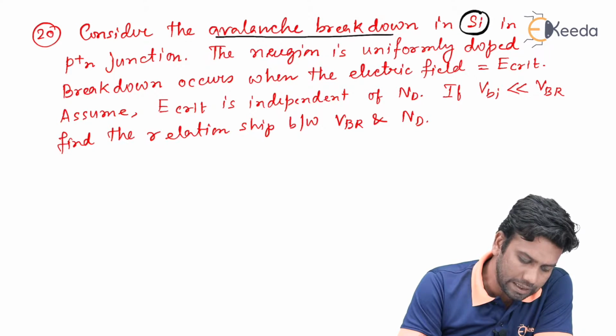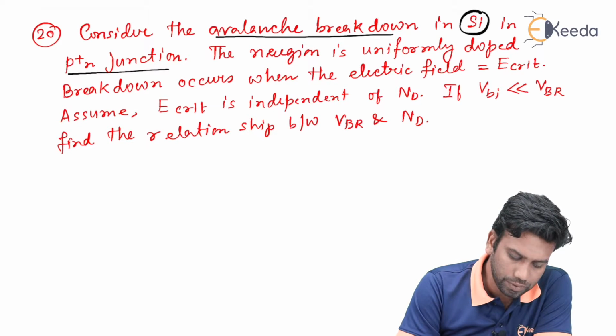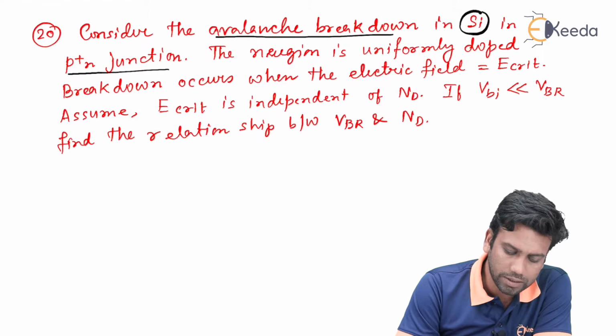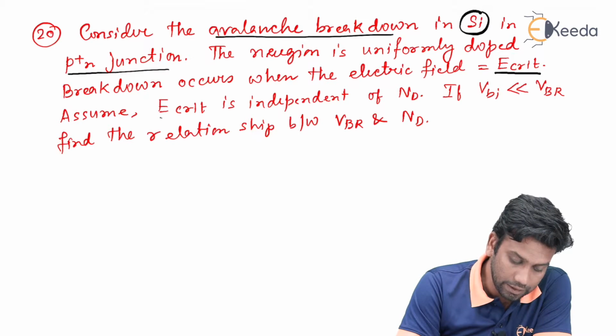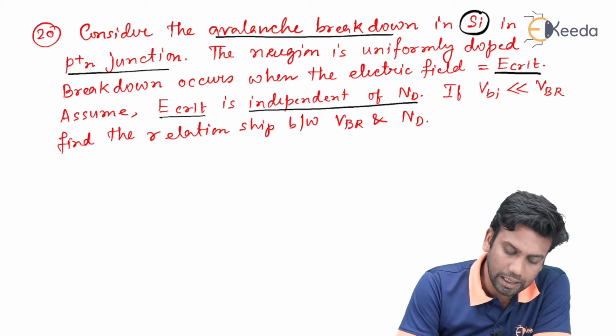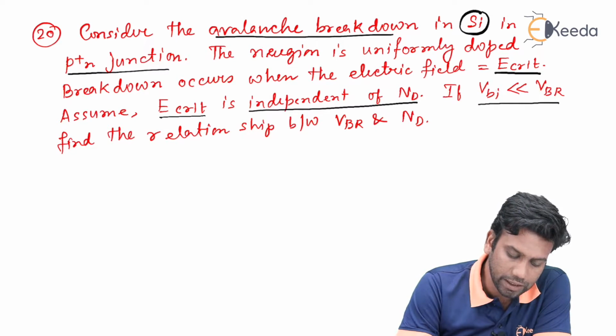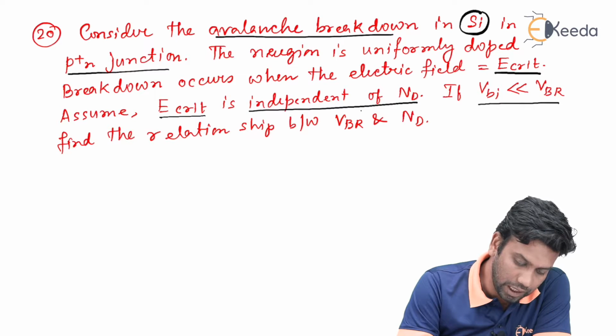in a P plus N junction. The N region is uniformly doped and breakdown occurs when the electric field equals E critical, and assume that E critical is independent of ND. If the built-in potential VBI is less than the breakdown voltage, then find the relation between VBR and ND.